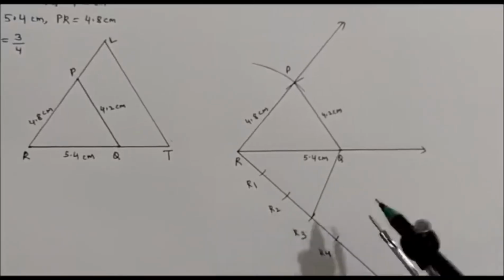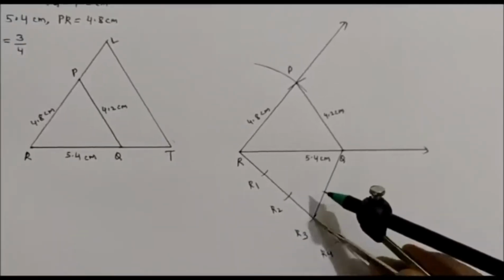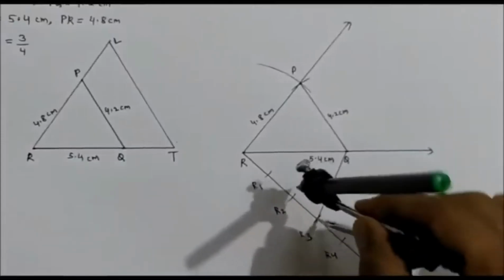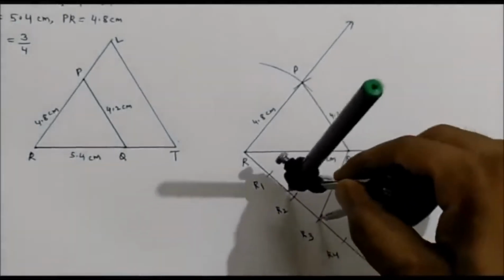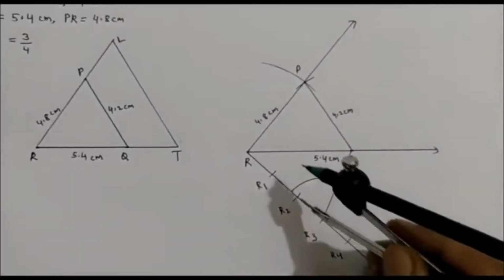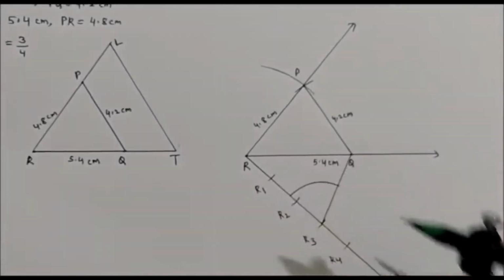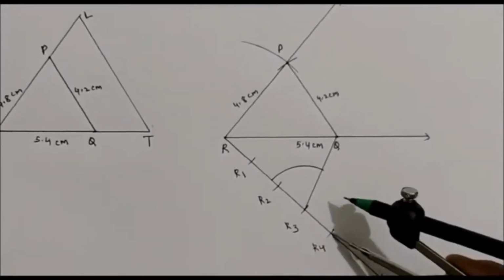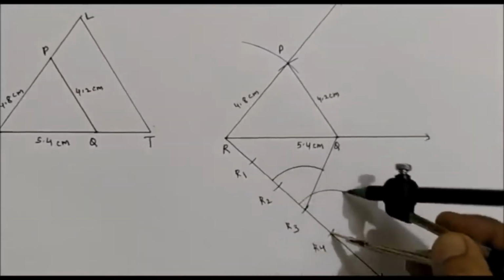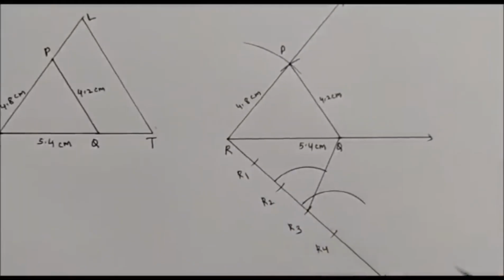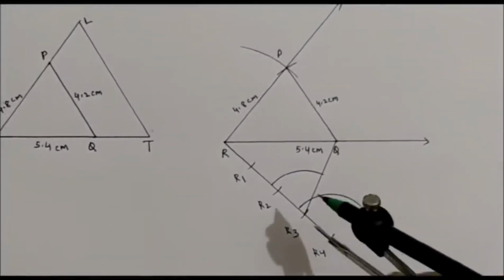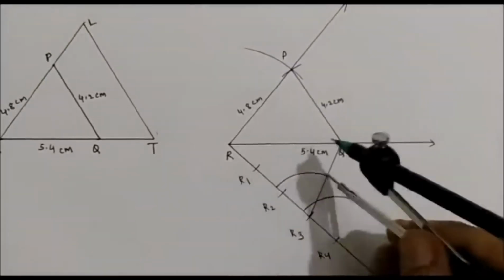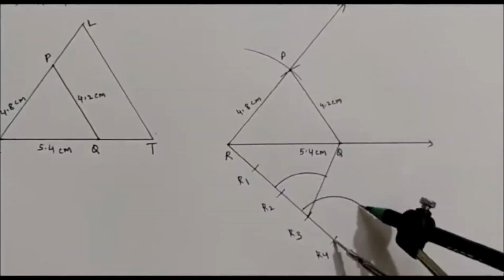First, keep the compass on this third part, R3, and take distance maybe just beyond that R2. Take the distance and cut this arc. Now don't change the distance, and with the same distance keep it on R4 and draw an arc from here also. I repeat once again, first you keep it on R3 and draw the arc, and again keep it on R4 and draw the arc.